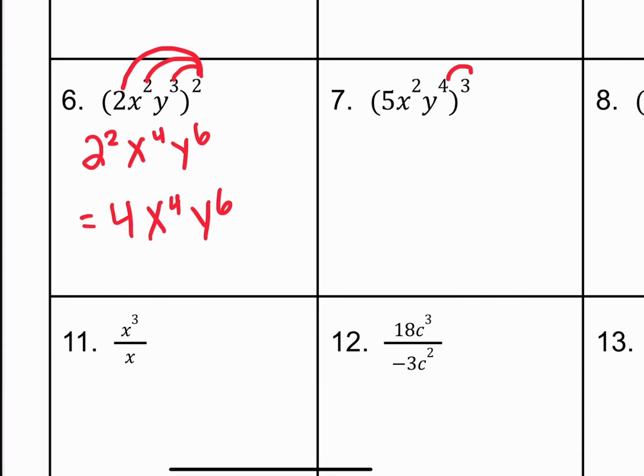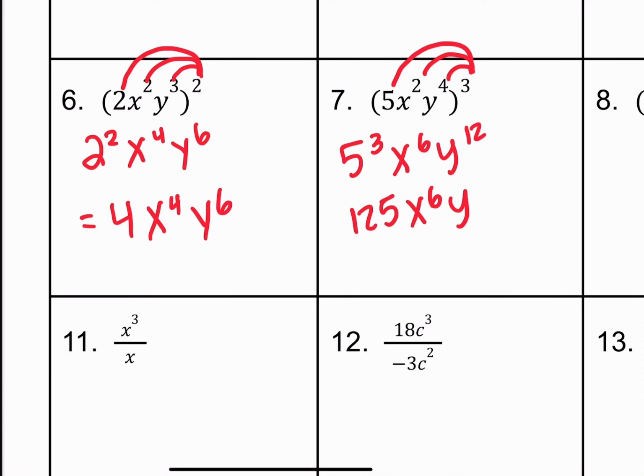Number 7, you do the same thing. So you multiply that 3 into every single thing inside the parentheses. That would be 5 to the 3rd power. 2 times 3 is 6. 4 times 3 is 12. 5 cubed on your calculators would give you 125. And then that would simplify to x to the 6th, y to the 12th. That would be the final answer.